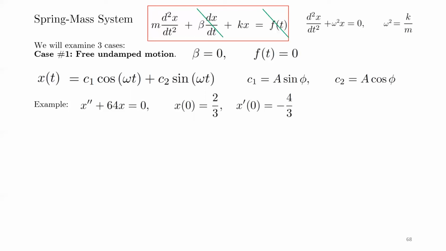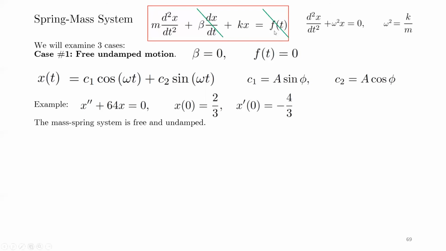So let's look at what I'm claiming is a spring mass system. Second derivative of x plus 64x equals 0 with some initial conditions. So I'm starting the motion at time equals 0 with the spring extended 2/3, well, let's say a meter, 2/3 meters below its equilibrium position. Its velocity x prime at time t equals 0 is -4/3 meters per second. So it's moving upwards at time t equals 0.